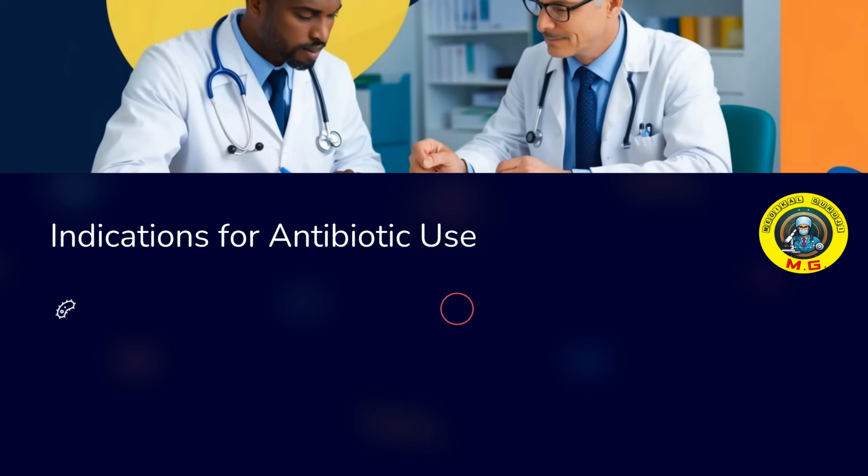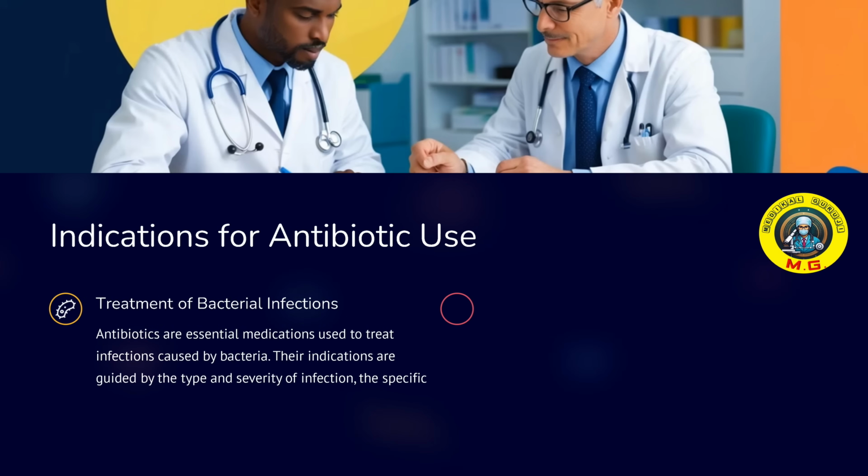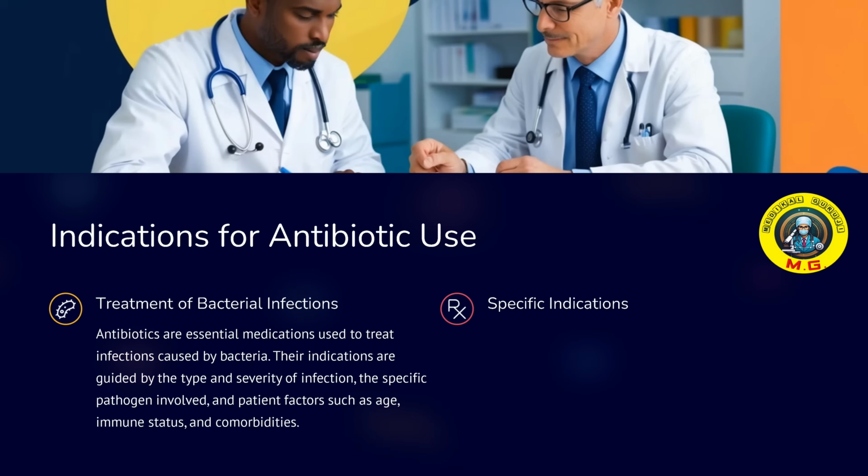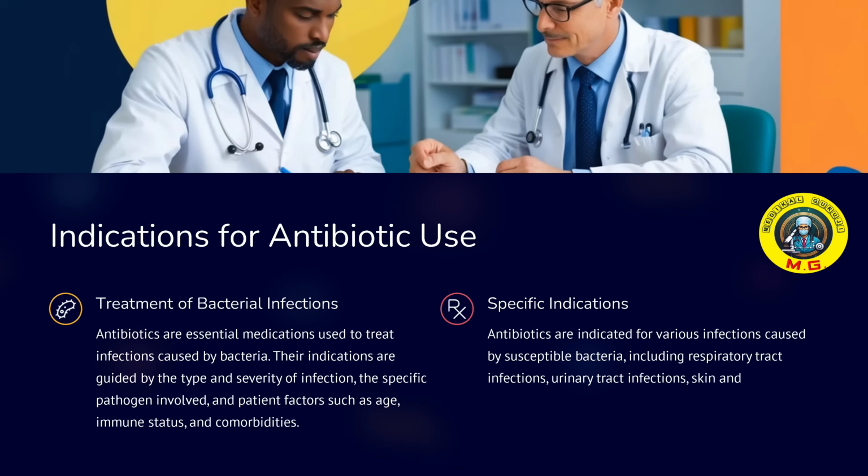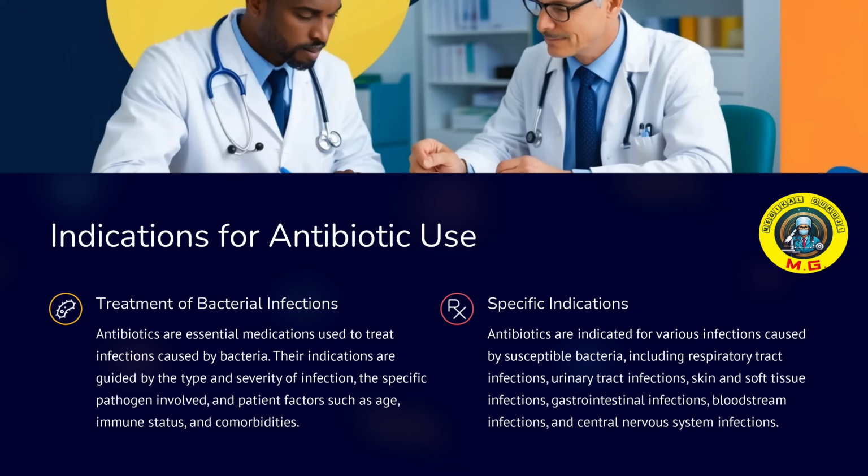So antibiotics are the essential medication used to treat the infection which is caused by bacteria. Their indications are guided by the type and severity of infection, the specific pathogen involved, and the patient factors such as age, immune status, and comorbidities. So we will discuss one by one. First use is the treatment for the bacterial infection.